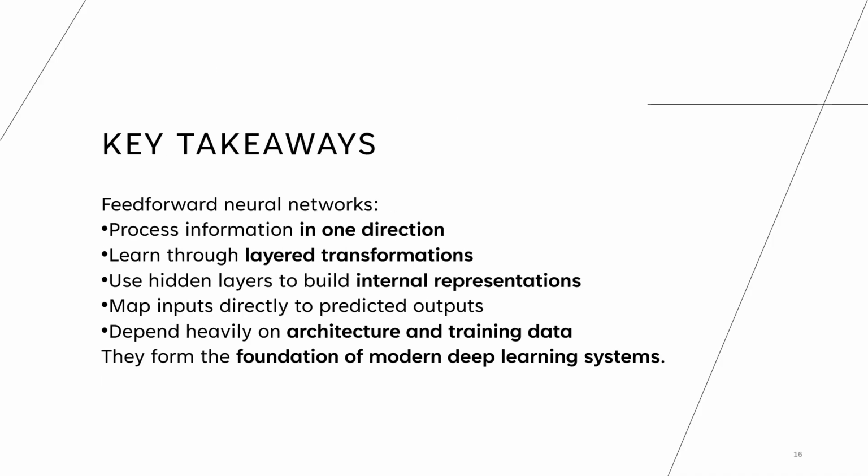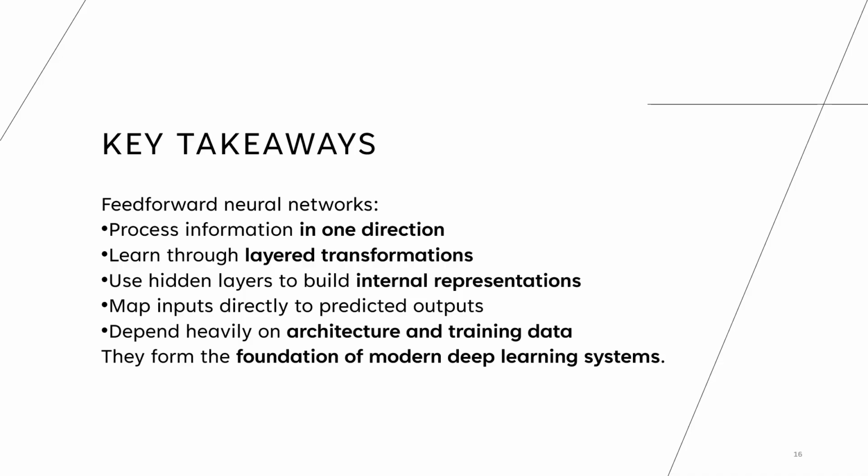Let's summarize the key ideas from this module. Feedforward neural networks process information in one direction, moving from the input layer through hidden layers, and finally to the output layer. As information moves through the network, each layer performs transformations that help the model learn useful patterns in the data.